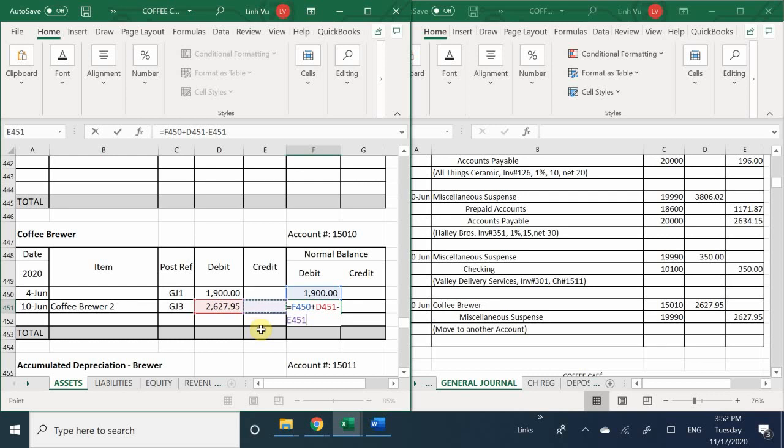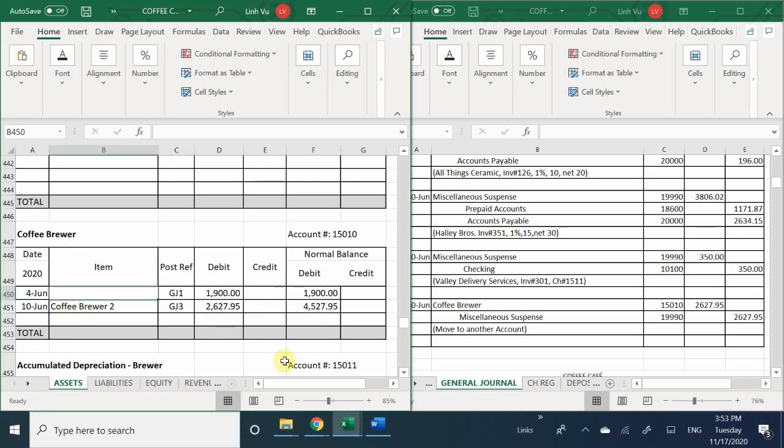Okay, so let's do this again. So equal, you can do one above, which is your previous account balance. You're going to add any debits and subtract any credits. And then enter. 4,527.95. Good. 4,527.95 is our grand total amount of coffee brewers.